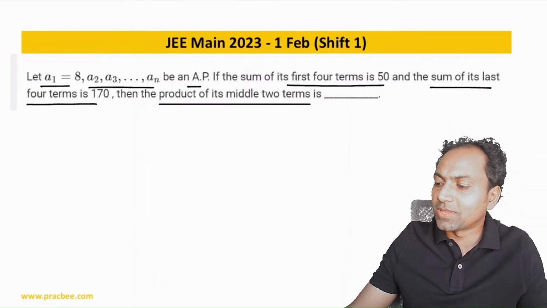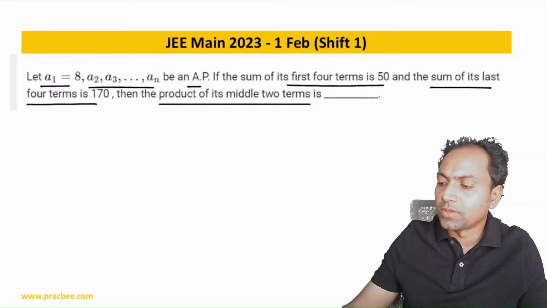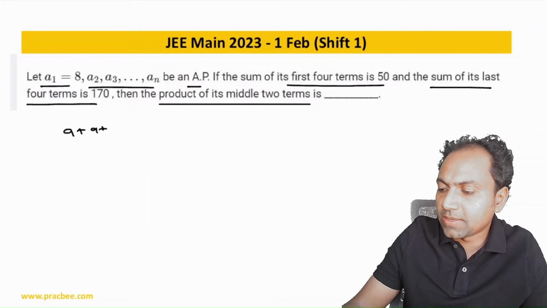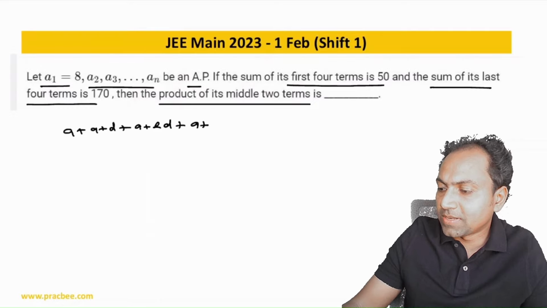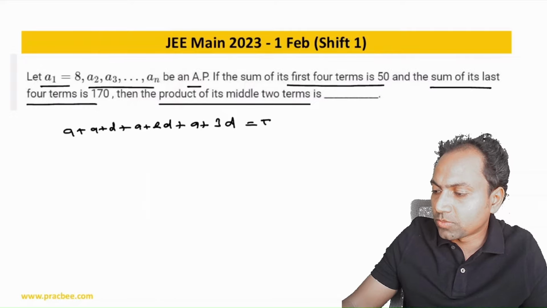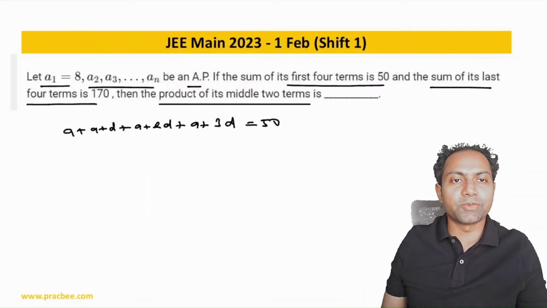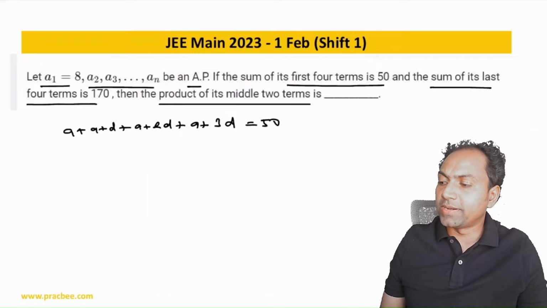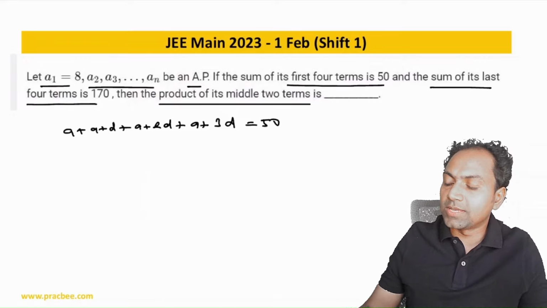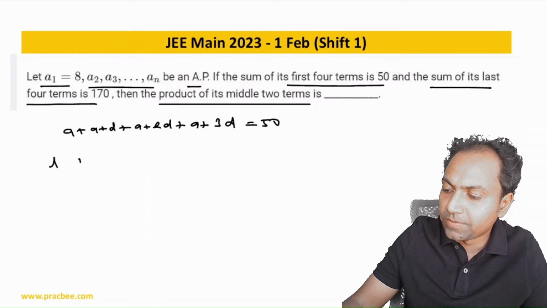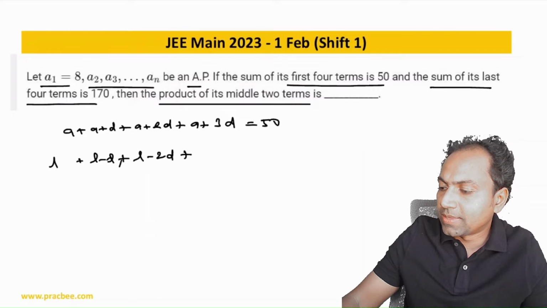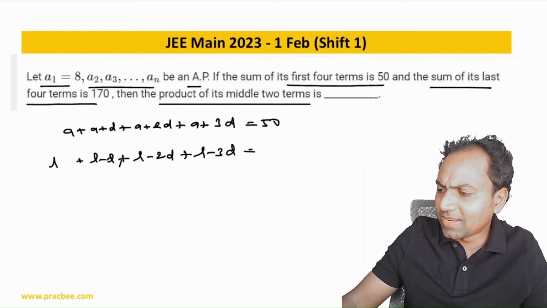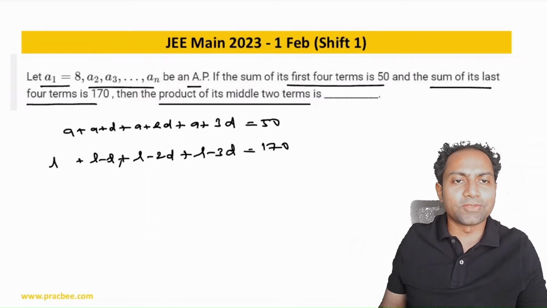Now if I move further, they are saying the sum of the first 4 terms is 50. So I can write it as A plus D plus A plus 2D plus A plus 3D. These are the first 4 terms, and it comes out to be 50. Another thing they have provided is that the sum of the last 4 terms is 170. It can be written as L, then L minus D, plus L minus 2D, and then L minus 3D. You can see that we are not using the exact properties, but something inspired from the properties.